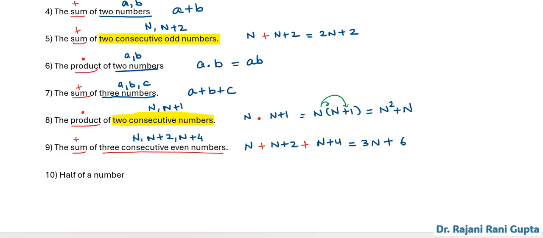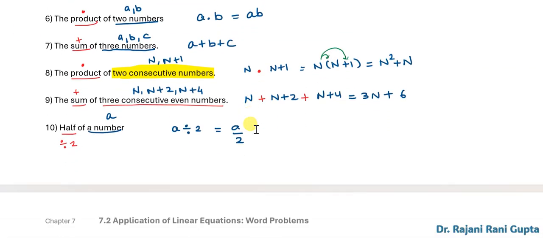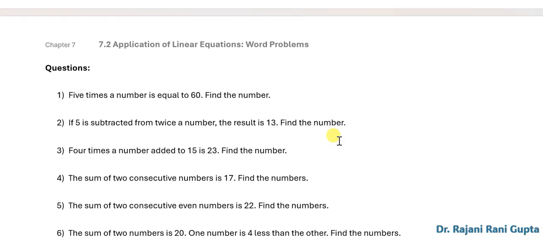Then half. Half means divided by 2 of a number. So your number is A. So it's like A divided by 2. So you can write A over 2. Clear? Now let's see how we can use these expressions to solve the questions.